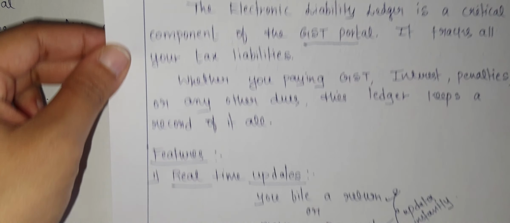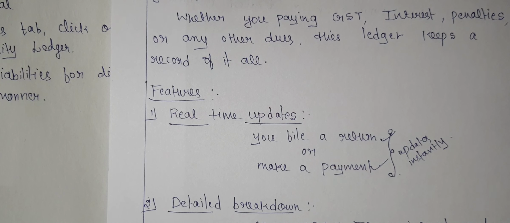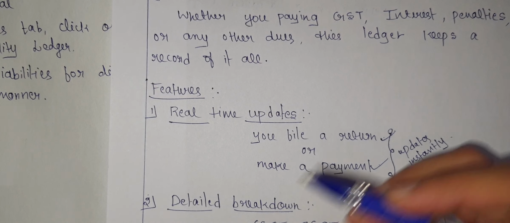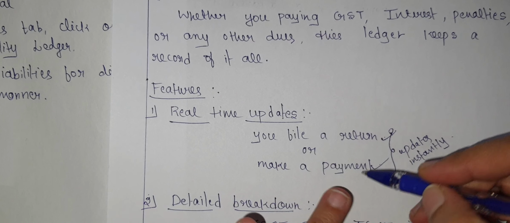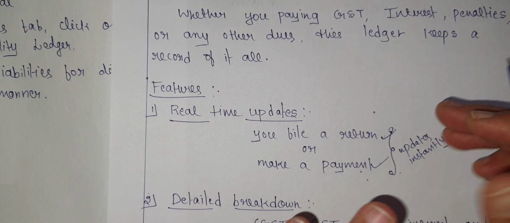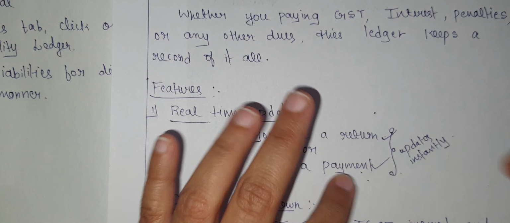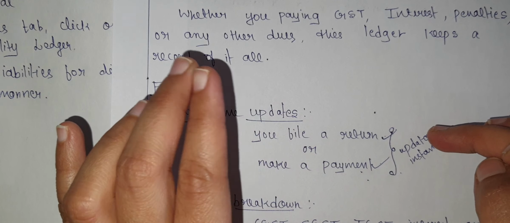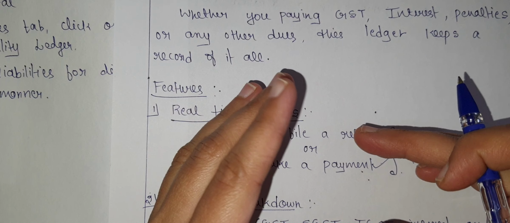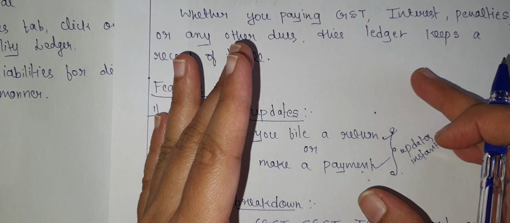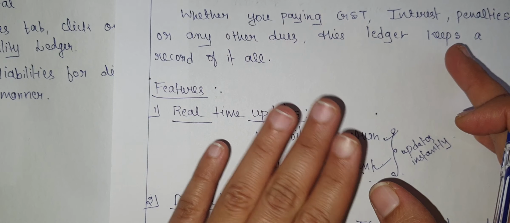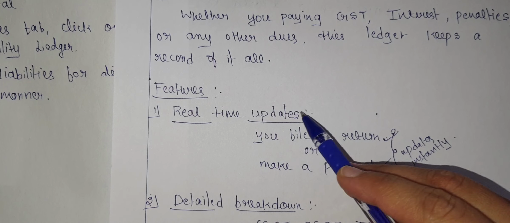Now we will see the features of the electronic liability ledger. First one is real-time updates. It means every time you file a return or make a payment, the ledger updates instantly. This electronic liability ledger updates all the records instantly. That's why we call it real-time updates.